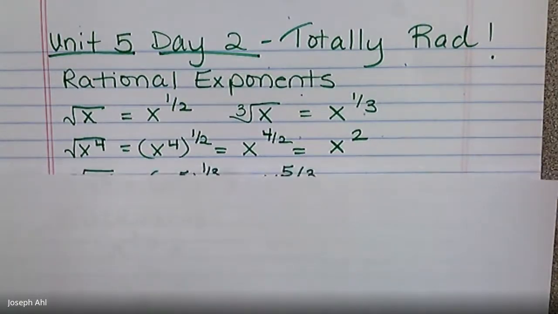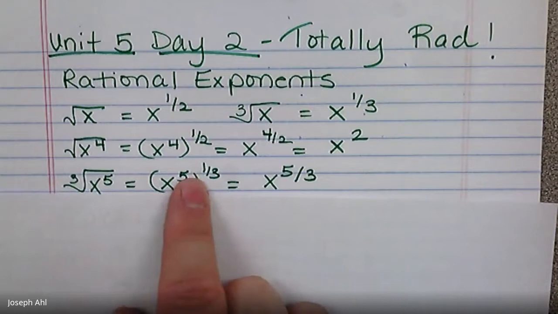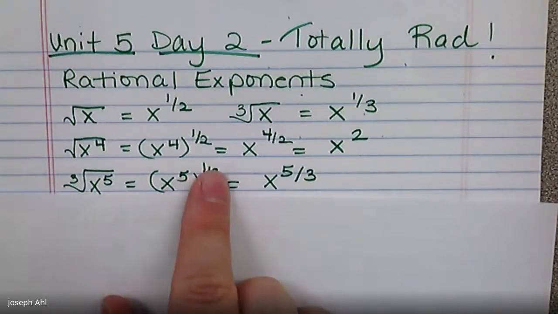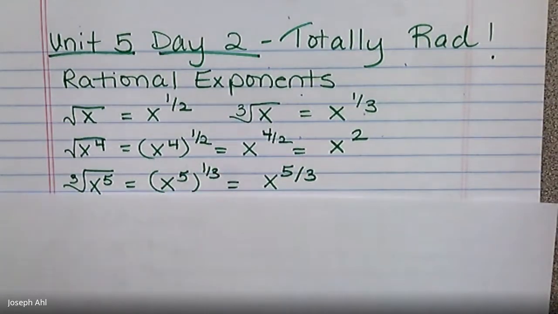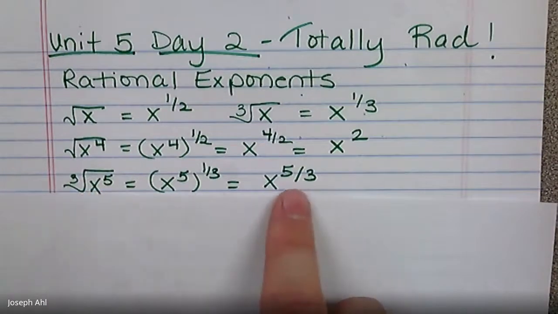It doesn't always simplify to a nice integer exponent. If you have the cube root of x to the 5th, that's the same as x to the 5th to the 1/3 power. 5 times a third is 5/3. And there's nothing much more we can do to simplify that. So just the connection between what we have in radical form and then rational exponent form.